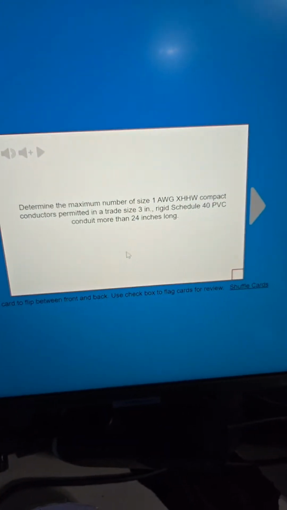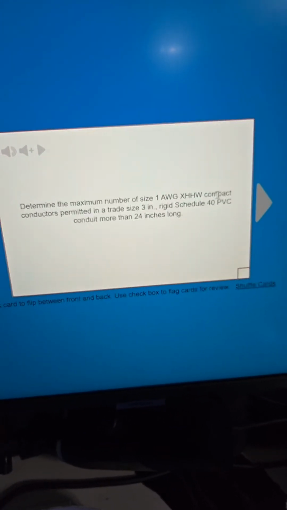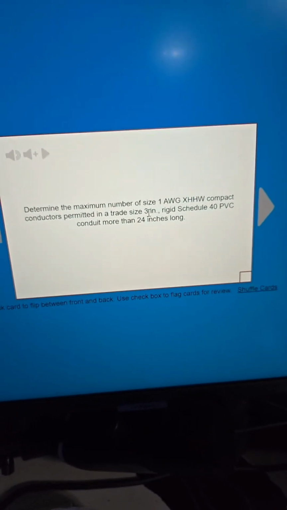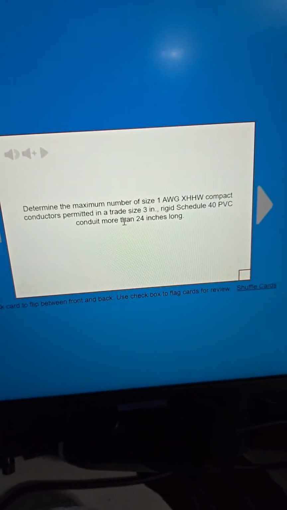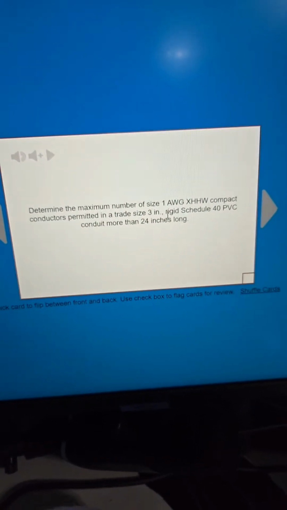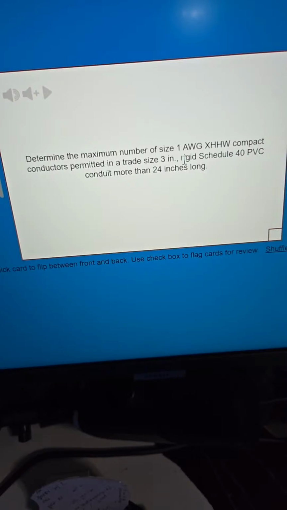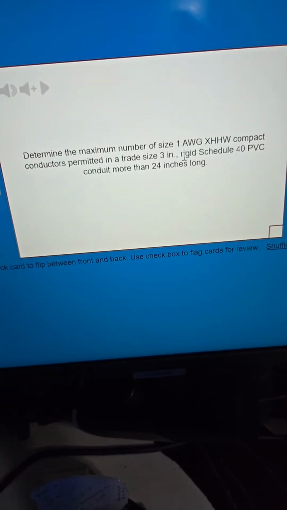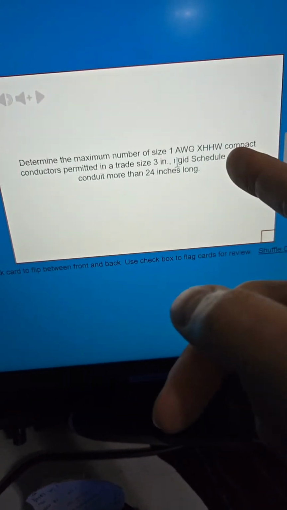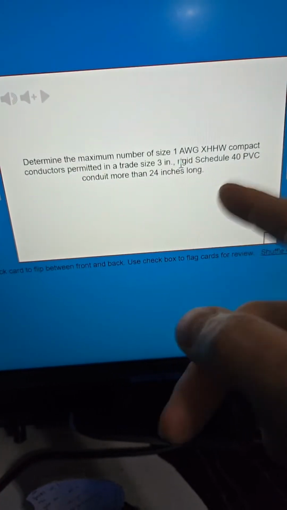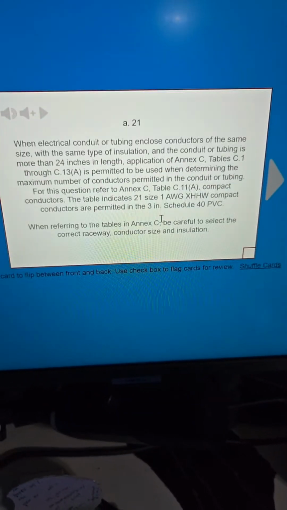Determine the maximum number of number 1 XHHW compact conductors in a 3-inch Schedule 40 conduit more than 24 inches long. If we did this last time, it was 21. It was 21, and it probably would have been 19 if it wasn't in a nipple. So we're going to go 21. We got it.